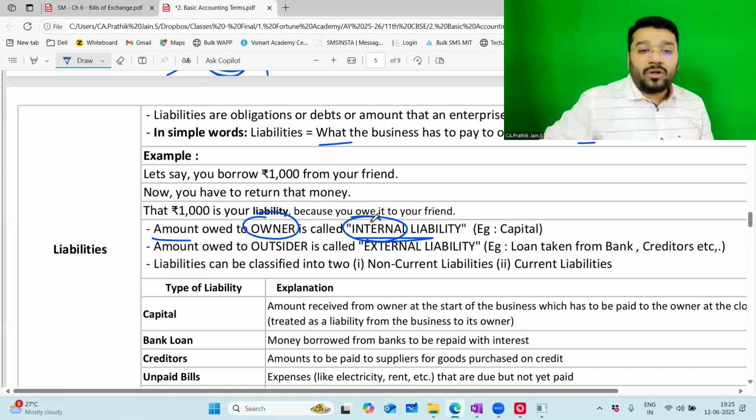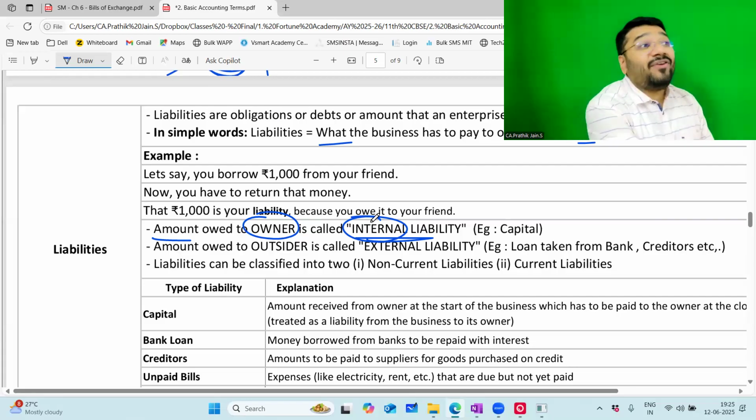All of you have studied the golden rules. Personal account, real account, nominal account. In personal account, you have how many classifications? 3 classifications. Natural personal account, artificial personal account, representative personal account. All that is there. It's fundamentally wrong. In the personal account there is something called natural personal account, artificial personal account. What is artificial personal?